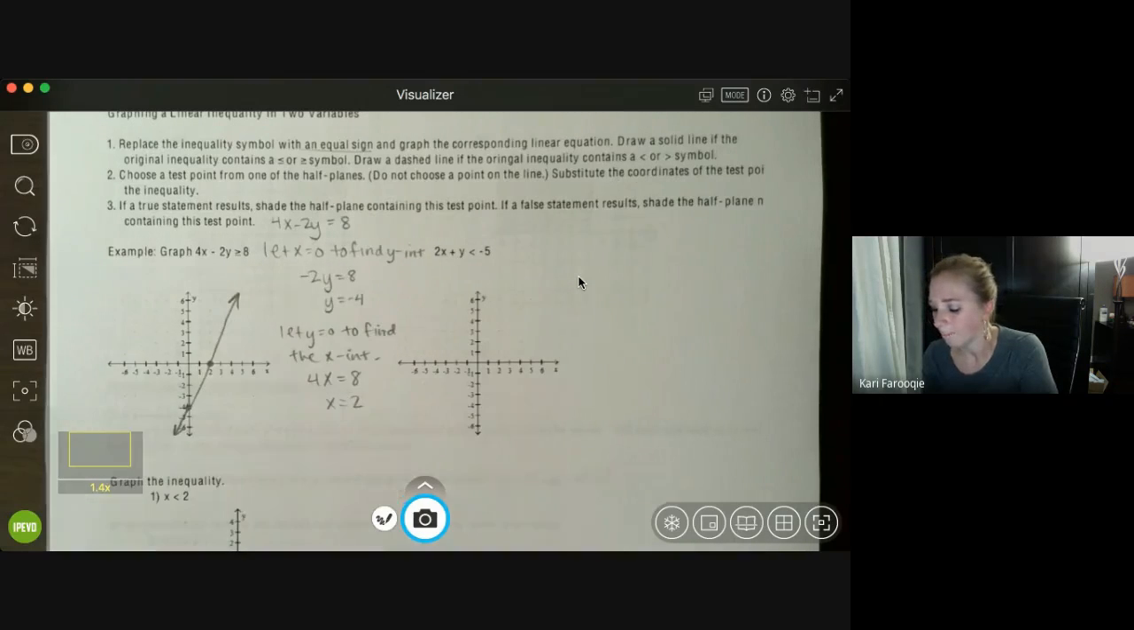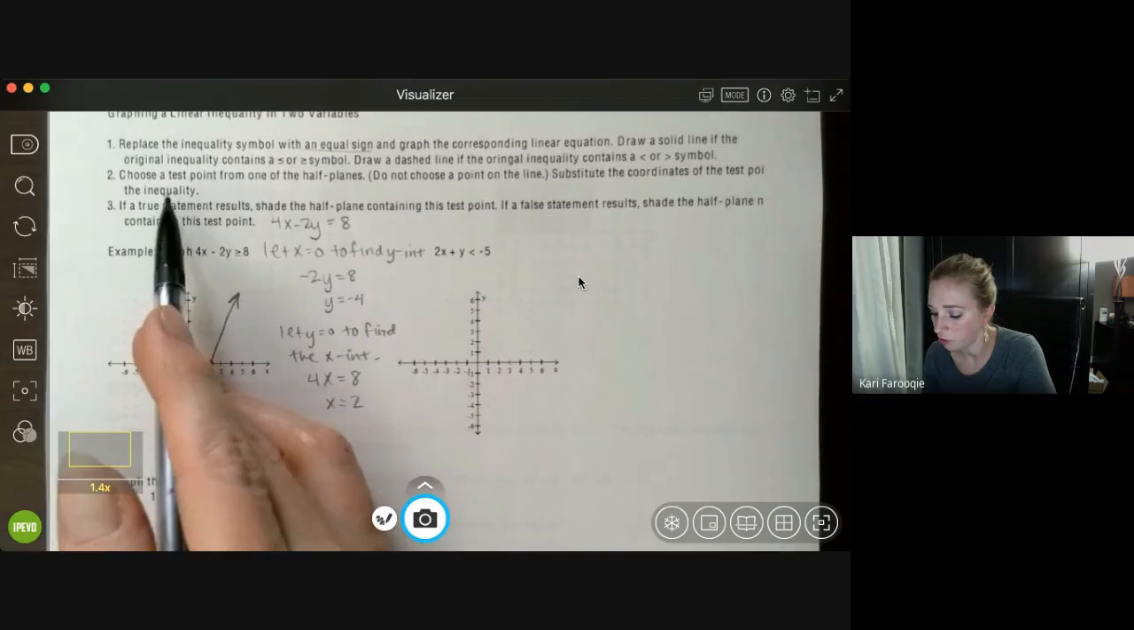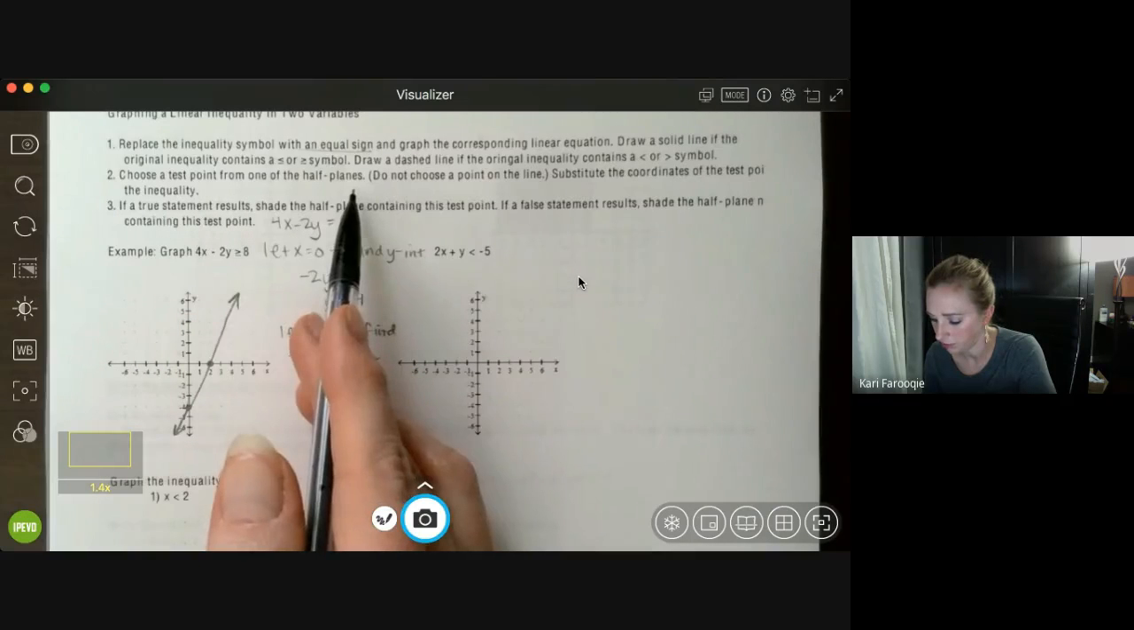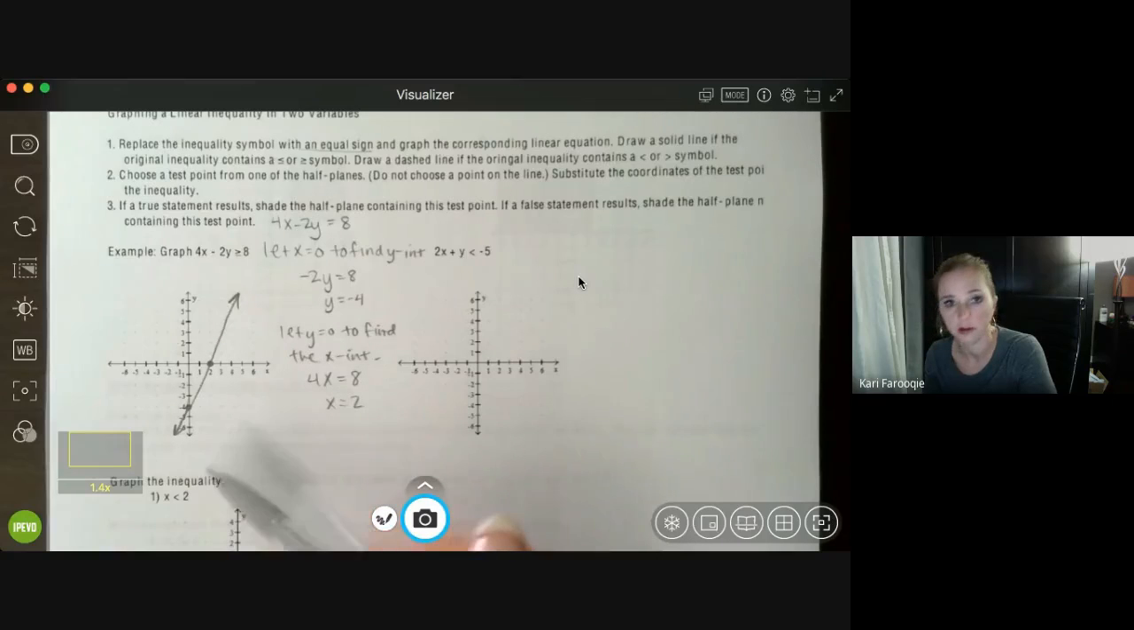Okay, now that's step 1. We drew our line. Step 2 is choose a test point. So we need to figure out which region is going to be a solution for the inequality. And I'm going to really explain this once we find the region, because I want you to understand what it is that we're doing.